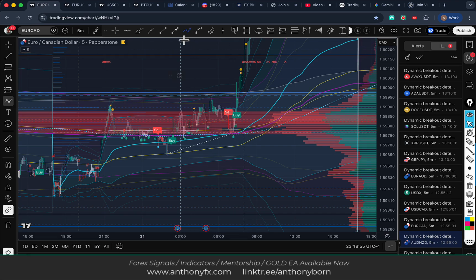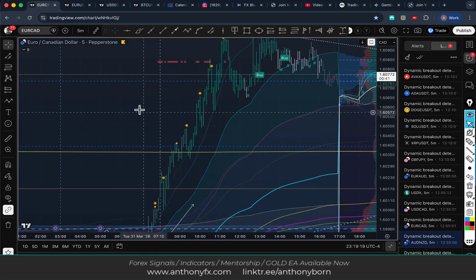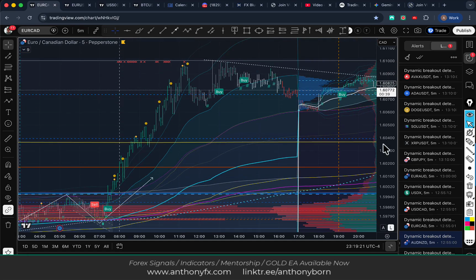And then what that's giving me is like, look, see, it's a pullback. We break out, we come back down, and then we break out. So we're breaking out of this pullback, see? And we're breaking out of that pullback here. Just ignore the sell signals. And this is extremely overextended.